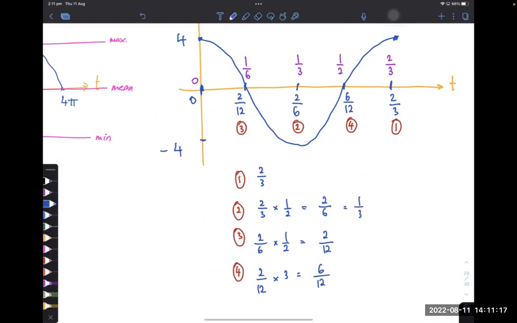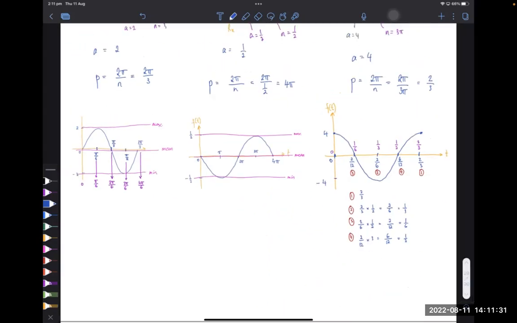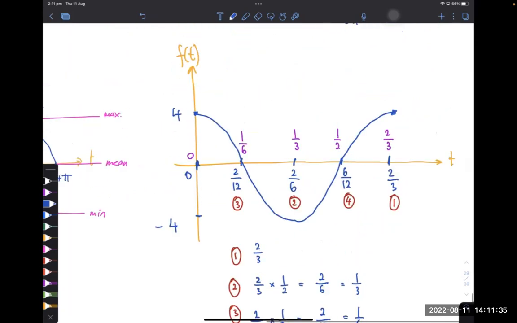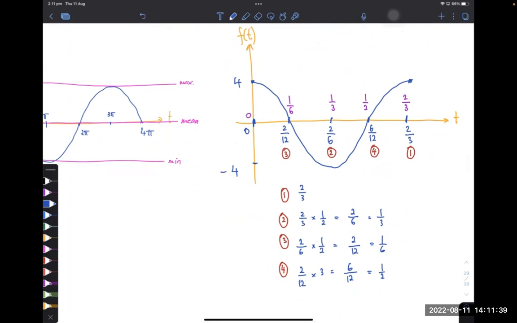Simplify? Yeah, I'll simplify it there. You can just simplify it as you go. Yeah, it should be easy. What's our minimum? -4. What's our maximum? What's our mean? 0.